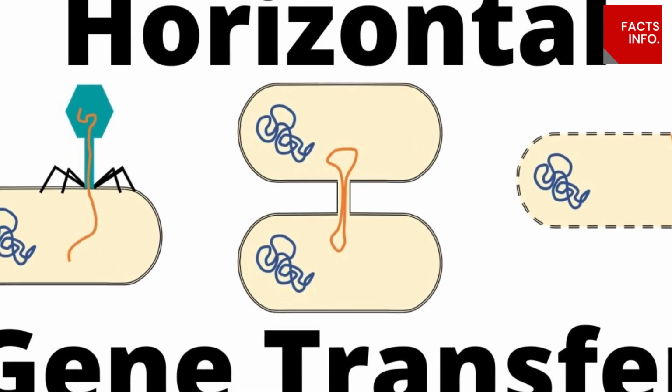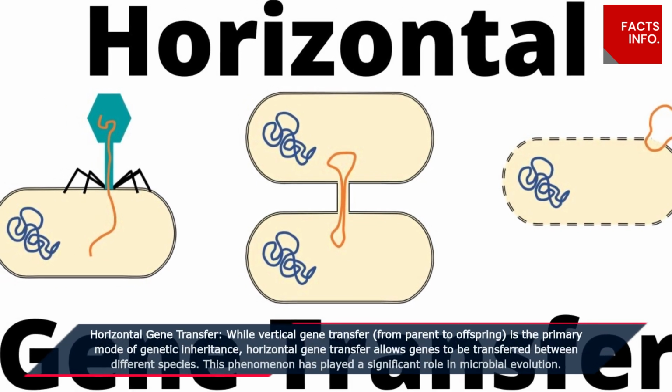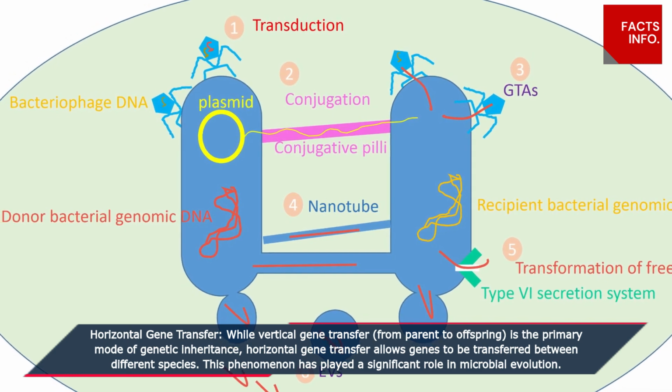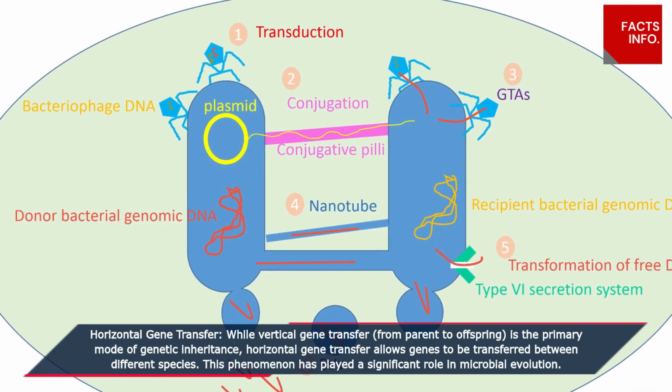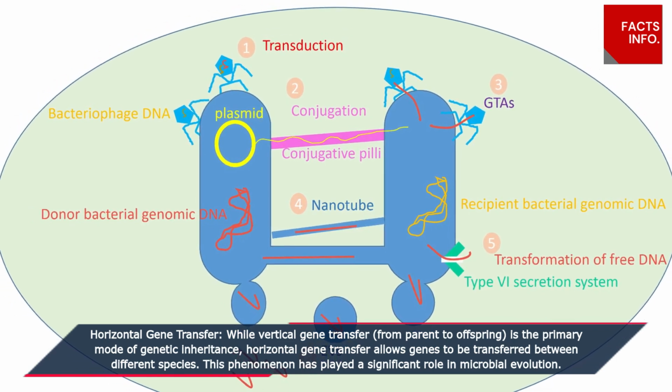Horizontal gene transfer. While vertical gene transfer, from parent to offspring, is the primary mode of genetic inheritance, horizontal gene transfer allows genes to be transferred between different species. This phenomenon has played a significant role in microbial evolution.